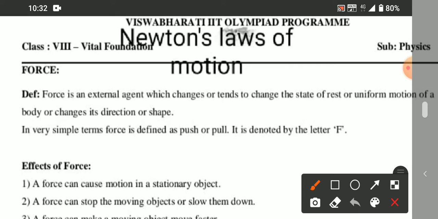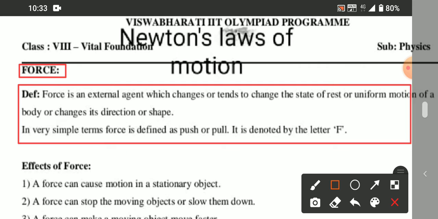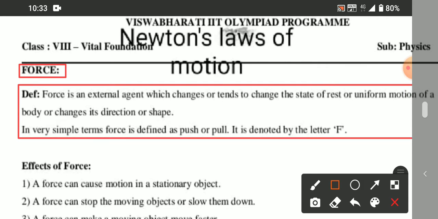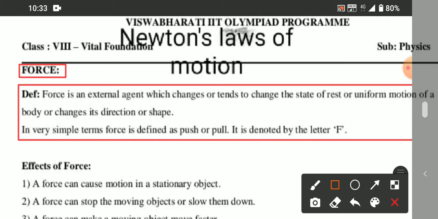Let's start this video. Here in Newton's laws of motion there are some definitions, and force is the main thing in Newton's laws of motion. So if force is the main thing, we have to know what force is. Here is the force, and below it is its definition.